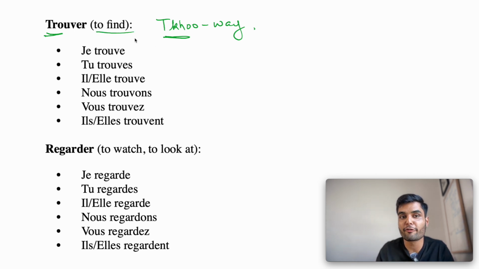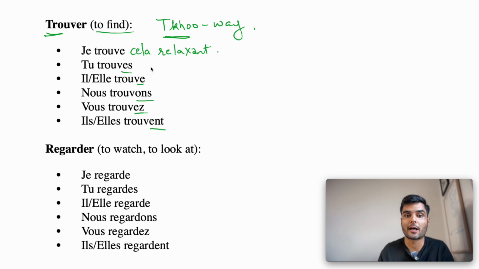Trouver. To find something. If I want to say, I find this relaxing, that becomes je trouve cela relaxant. And then tu trouves. Il, elle trouve. Nous trouvons. Vous trouvez. Il, elle trouve. This is going to be our pronunciation of trouver.